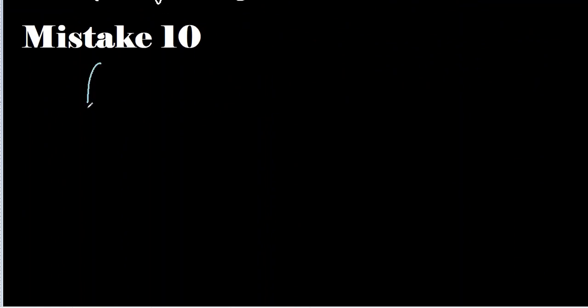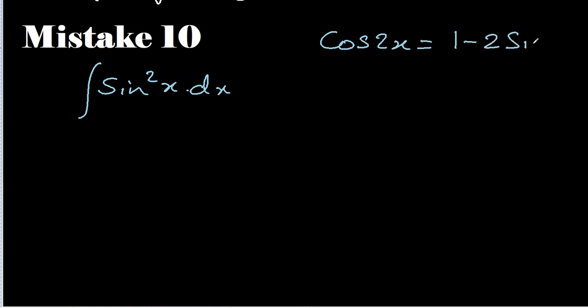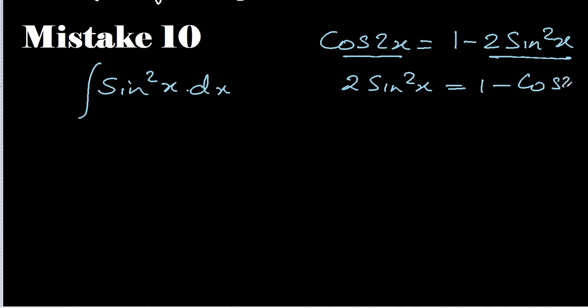Let's go to mistake number 10, the final one. It's about, again, integration of, this time, a trigonometric function. If I have sine square x dx, it looks very simple, but it is not easy to integrate it without using this particular identity. So cos 2x equals 1 minus 2 sine square x, right? So let's bring 2 sine square x to the left and cos 2x to the right. So it becomes 2 sine square x equals 1 minus cos 2x, right?